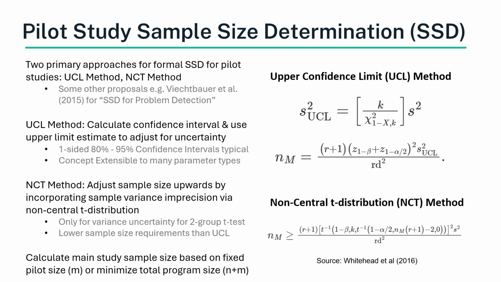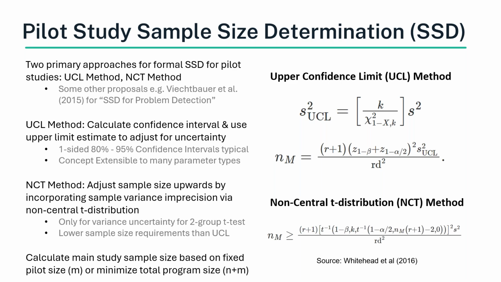And there's also this paper by Wiechbauer, SSE for problem detection, where effectively you want to know the size of pilot you need to be able to find some quote unquote problem. The problem is left undefined. It could be like dropout probability or something like that. You want to find at least one of those incidences, like how much size do I need to have a reasonable possibility of finding that given some assumed underlying rate. I'll show that very briefly during the demo stage.